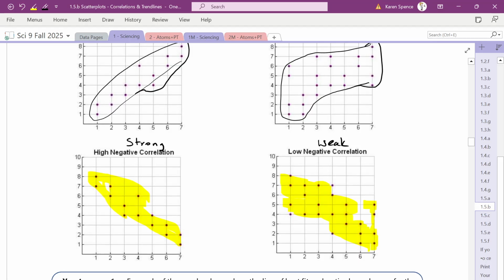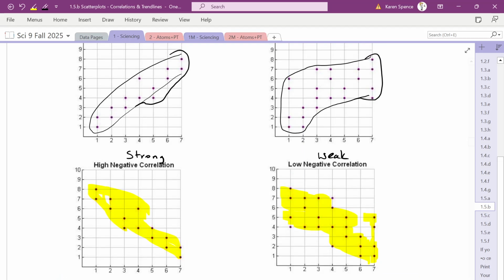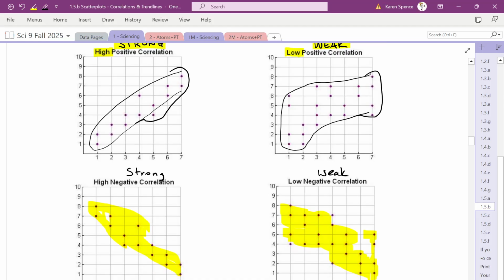How about you guys try drawing the best fit lines for those 4 graphs? We call them curves, for those 4 graphs. You draw the trend line.